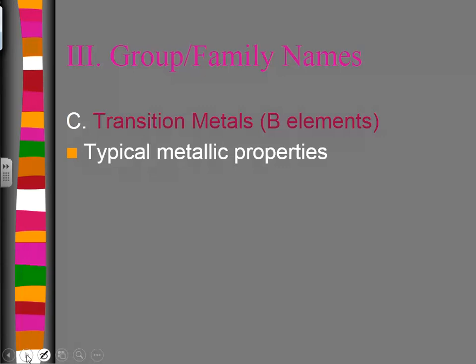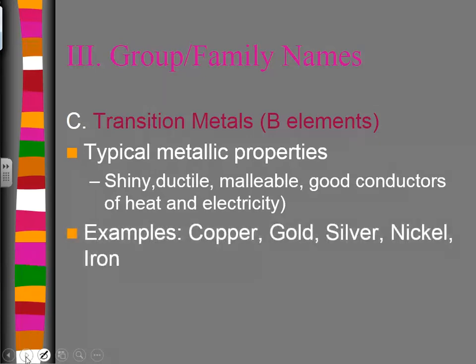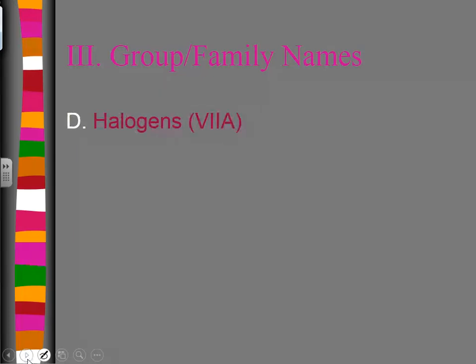These metals have typical metallic properties, and what I mean by that is they are shiny and ductile and malleable. They're excellent conductors of heat and electricity. The same is true for your alkali and alkaline earth metals as well. However, they're just so reactive that kind of sets them apart. The transition metals are just typical metals. So if you look at your table, you'll find in that section copper and gold, silver, nickel, iron, just to name a few. These are your typical metals.